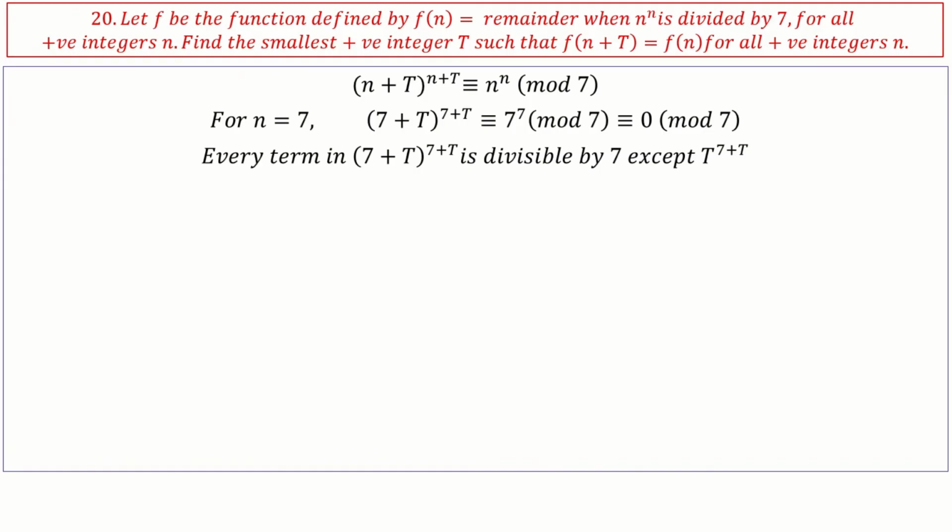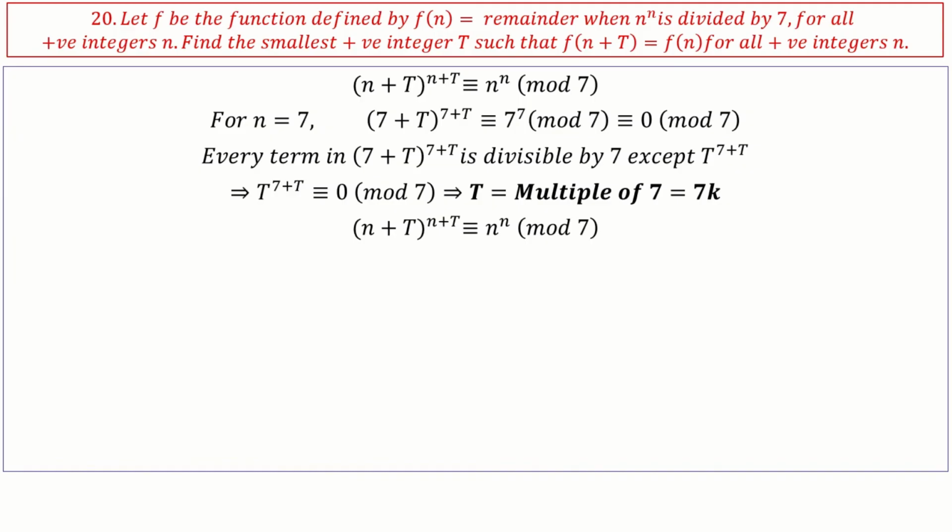So t^(7+t) also should be divisible by 7, correct? t^(7+t) is congruent to 0 mod 7, divisible by 7, which means t should be a multiple of 7, right? So t should be in the form of 7k. This is my first condition on t.